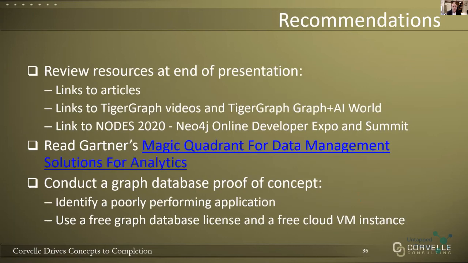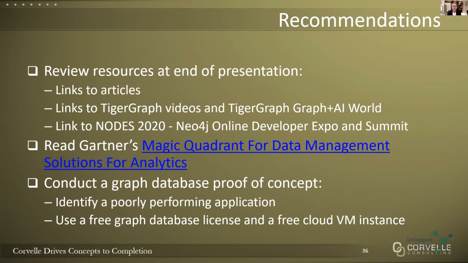First of all, I'd suggest you review the resources at the end of the presentation. There are links to articles. There are links to TigerGraph videos and the presentations at the TigerGraph conference. And there are links to the Nodes 2020, that's the Neo4j conference that was held recently as well. I invite you to read Gartner's Magic Quadrant for Data Management Solutions. It has a lot of discussion of the various types of NoSQL databases, including graph databases. And consider conducting a proof of concept using a graph database.